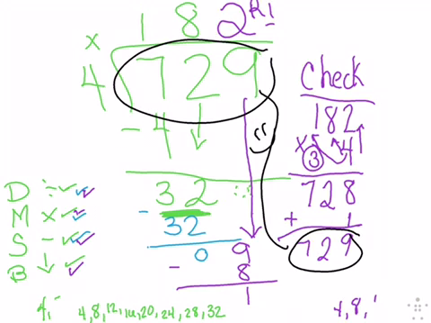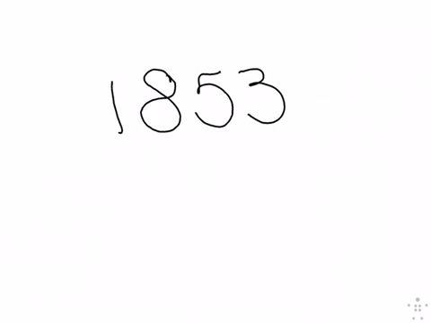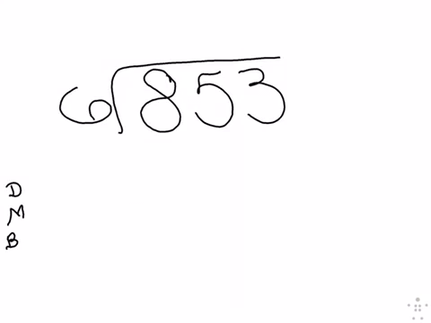All right, I'm going to clear my board. You need to get ready to write the next one down. You are going to write 853 divided by 6. Pause if you need to. All right, if you need your DMSB down the side, go ahead and write that down.